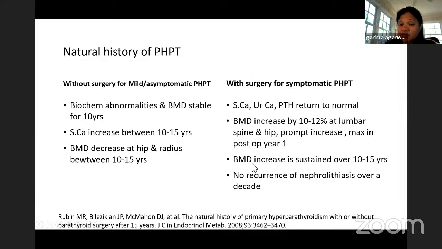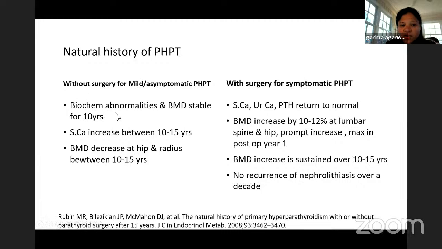And then this improvement in the bone mineral density is sustained over a period of 10 to 15 years. And most of these patients don't have any recurrence of kidney stones over a decade. What happens in the patients who choose not to do surgery, or who have mild or asymptomatic presentation and decide just to follow up?